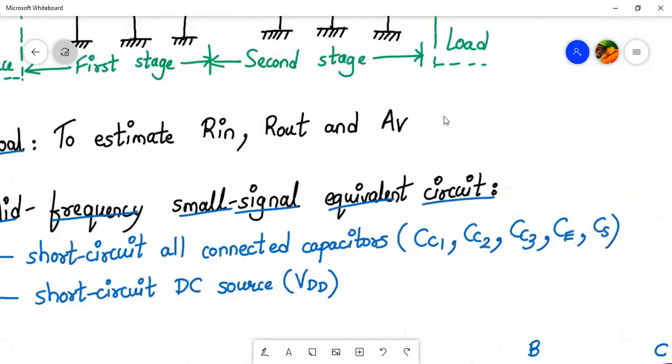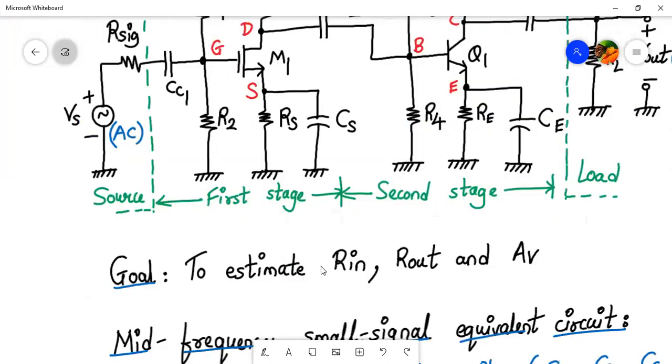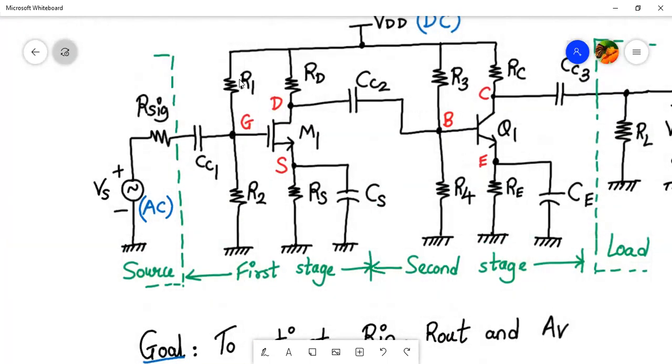So let us start with the gate terminal. At the gate terminal, we have resistor R1. This terminal will be connected to the ground. Resistor R1 and R2 will be in parallel, right? CC1 will be short circuited, and here we'll have R6 and VS in series.